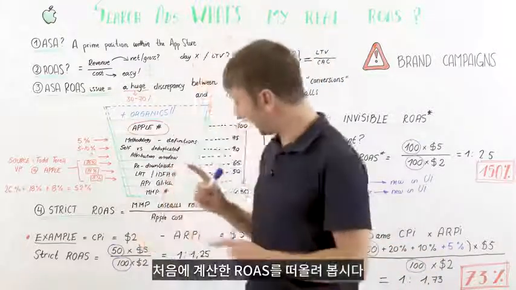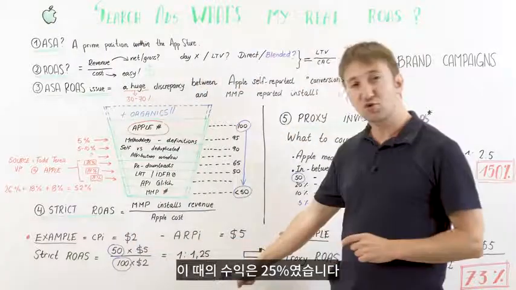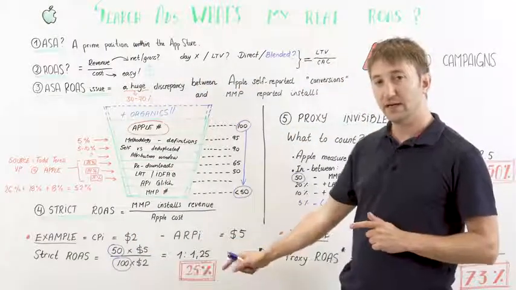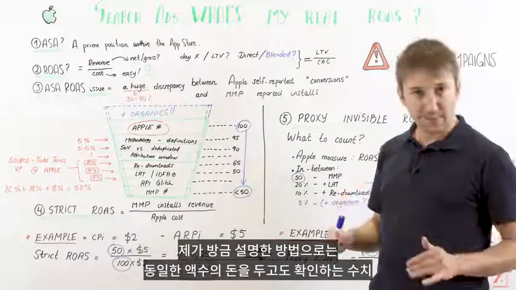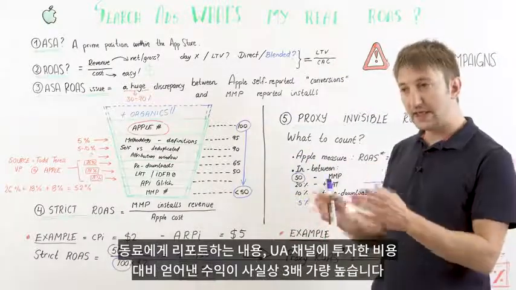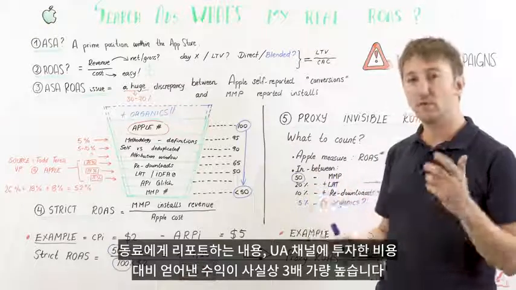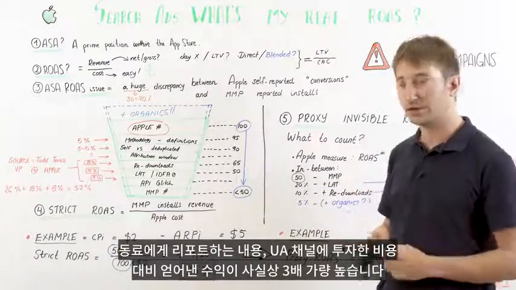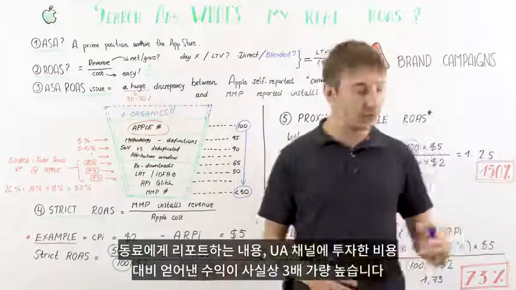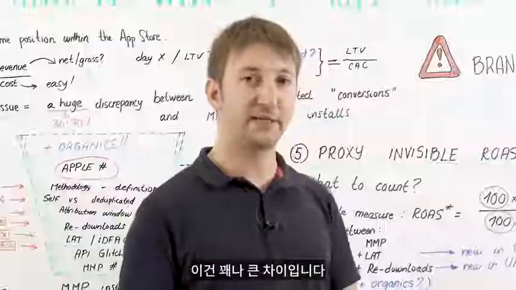Let's look back at the first one. That was a 25% return. With this methodology that I explained, you're making the same amount of money. But what you see and what you report to your colleagues, to your board, and what you think you're actually making back from your investment in the user acquisition channel is actually 3 times higher. That's a pretty big discrepancy.